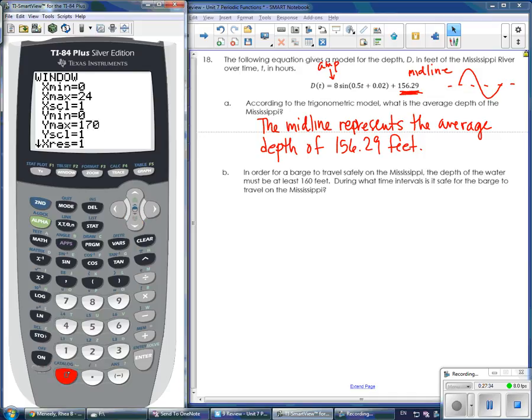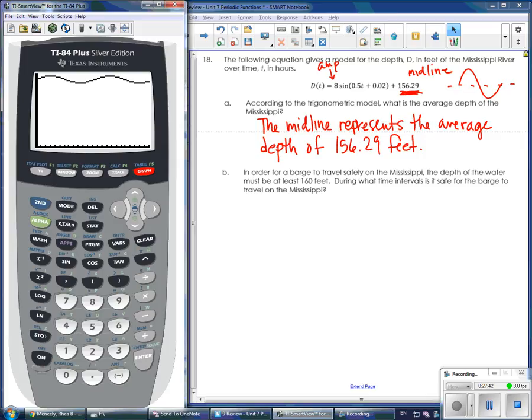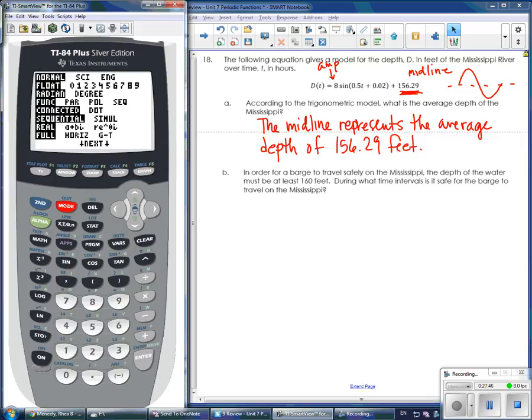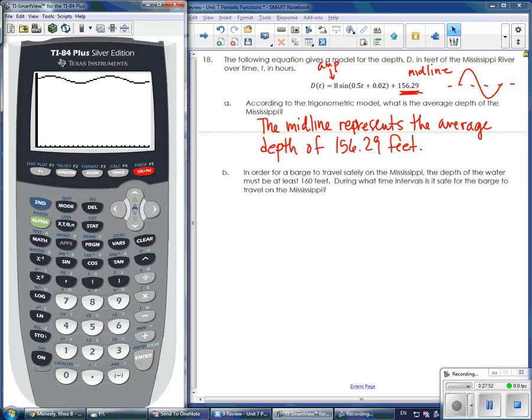Keep your mins both at 0. And then go ahead and hit graph. The only other thing you want to double check, so if you see like a horizontal line, you want to go to your mode and double check to make sure that your mode is set to radians. For all word problems, you want to make sure your mode is set to radians.